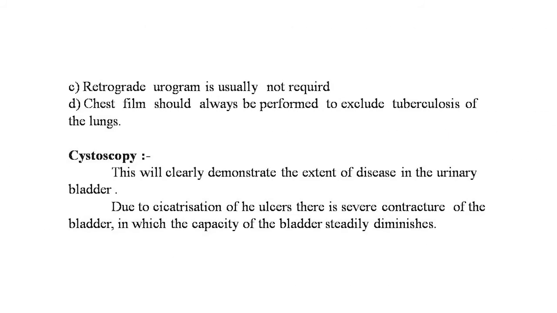Retrograde urogram is usually not required but may be necessary if excretory urograms fail to reveal pathology. Next, a chest film should always be performed to exclude tuberculosis of the lungs. All these may be seen on the X-ray examinations. Now the next investigation is cystoscopy. This will clearly demonstrate the extent of disease in the urinary bladder. Due to cicatrization of the ulcers, there is a severe contracture of the bladder in which the capacity of the bladder steadily diminishes. Now the treatment.